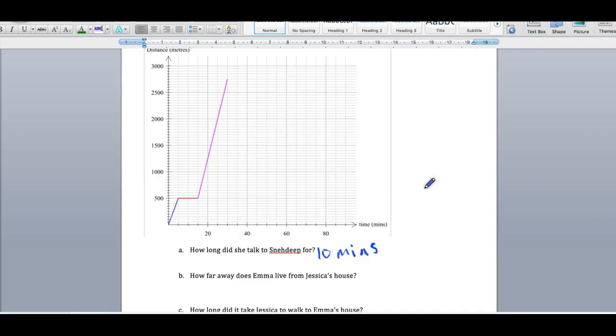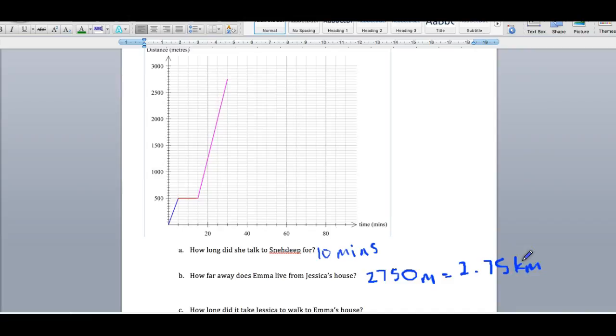Okay, so how far away does Emma live from Jessica's house? So we're assuming here that's Jessica's house. So with your ruler, you need to say, all right, we're going across to here. Now, it's a bit harder because I don't have a ruler and these lines are very fine, but it looks halfway between 2,500 and 3,000. So she lives 2,750 meters away. It sounds like a lot, but that is actually just, and you don't have to convert it, but it is 2.75 kilometers. Okay, so not too far.